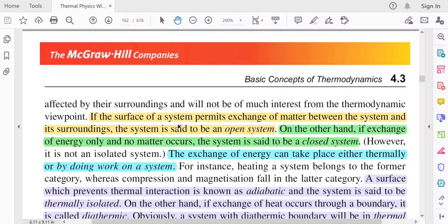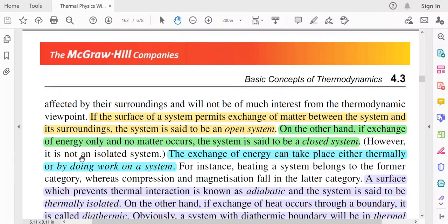However, if the surface of a system permits exchange of matter between the system and its surroundings, the system is said to be an open system. So for an open system, the boundary permits the exchange of matter between the system and the surroundings. On the other hand, if exchange of energy only and no matter occurs, then the system is said to be a closed system.